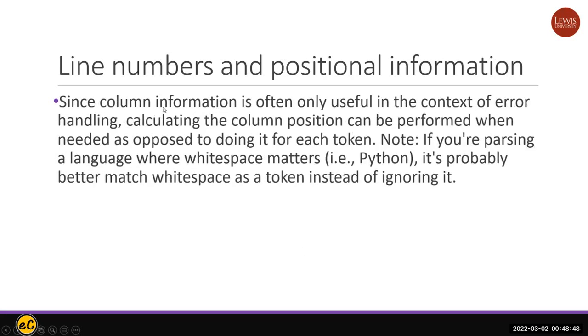Since column information is mostly used in the context of error handling, usually you need that to report which row and which column had the error. Calculating the column position can be performed when needed, as opposed to doing it for each token. Note that if you are parsing a language where white space matters, it's probably better to match white space as a token instead of ignoring it, okay?